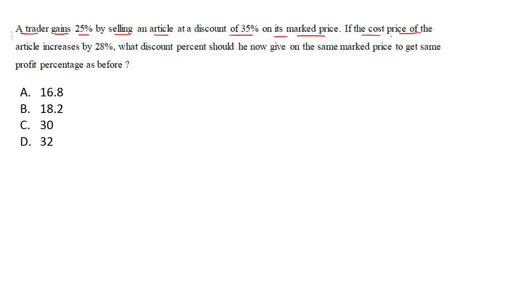A trader gains 25% by selling an article at a discount of 35% on its marked price. If the cost price of the article increases by 28%, what discount percent should he now give on the same marked price to get the same profit percentage as above?